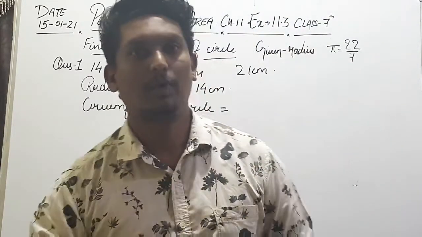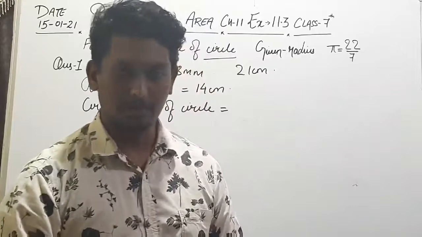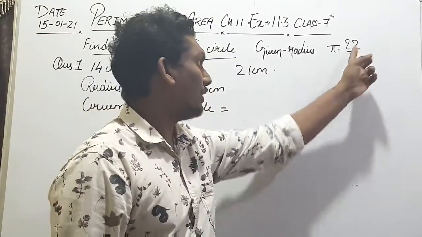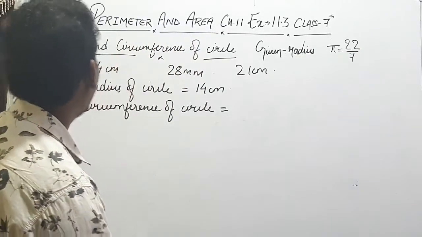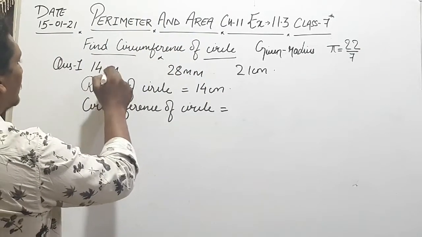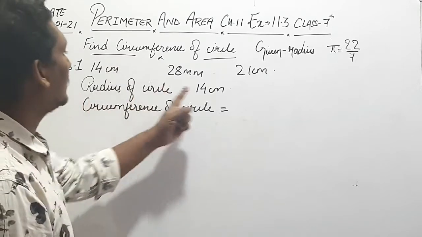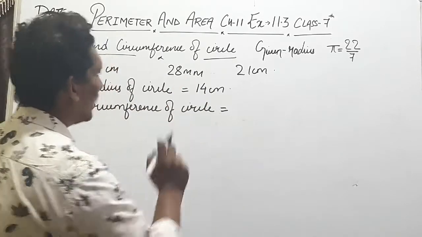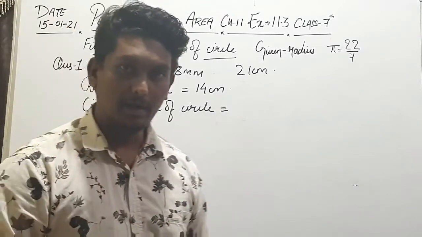The next thing is that the value of pi is given in the question. In most questions the value is given to you, right? The value of pi is 22/7 here. So first we are going to do A1, that is 14 centimeter. The radius of the circle is given as 14 centimeter, so we have to find the circumference of the circle.